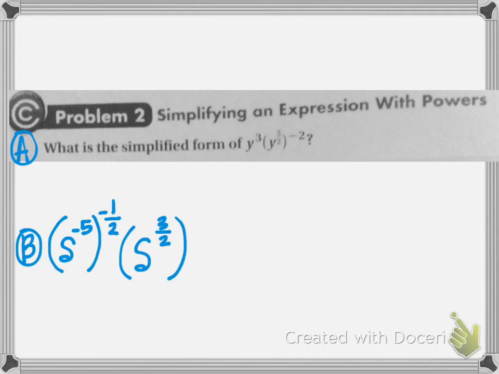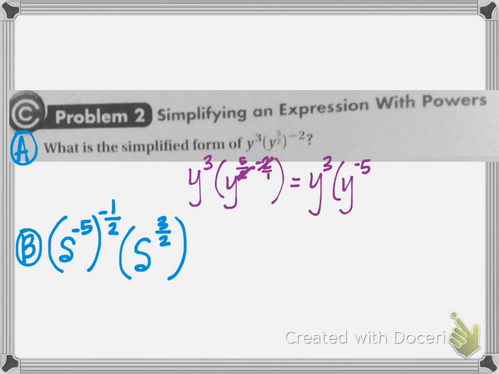Y to the 3rd, and this is actually going to be y to the 5/2 times negative 2. And we can put the 2 over 1 if it makes you feel more comfortable. And then if you multiply it, you get negative 10 over 2, which reduces to negative 5. Or the 2's will just cancel and you get y to the negative 5. So that ends up being y to the third times y to the negative 5.